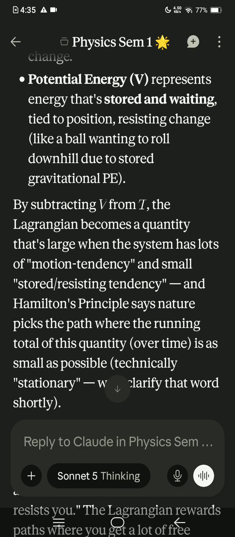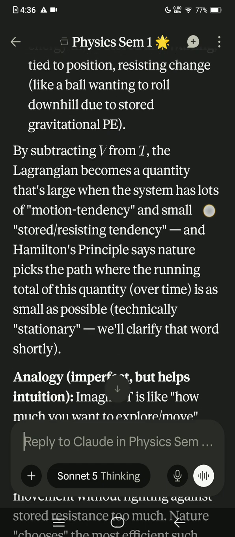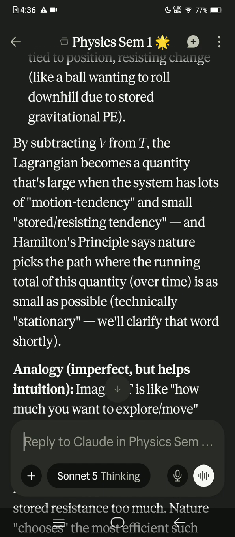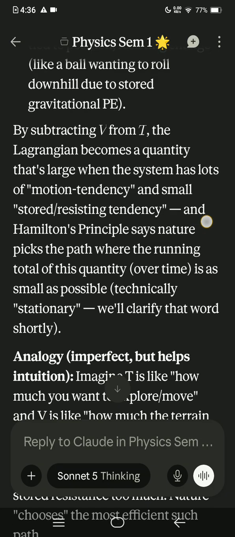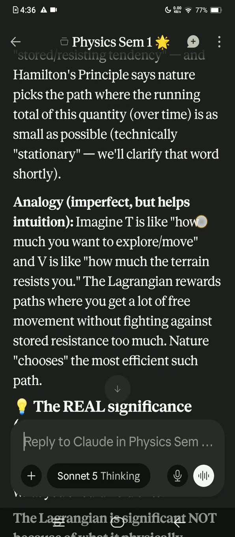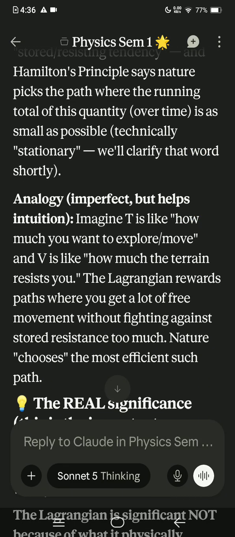By subtracting V from T, the Lagrangian becomes a quantity that's large when the system has lots of motion tendency and small stored resisting tendency. And Hamilton's principle says nature picks the path where the running total of this quantity over time is as small as possible, technically stationary. We'll clarify those words shortly. Analogy imperfect but helps intuition.